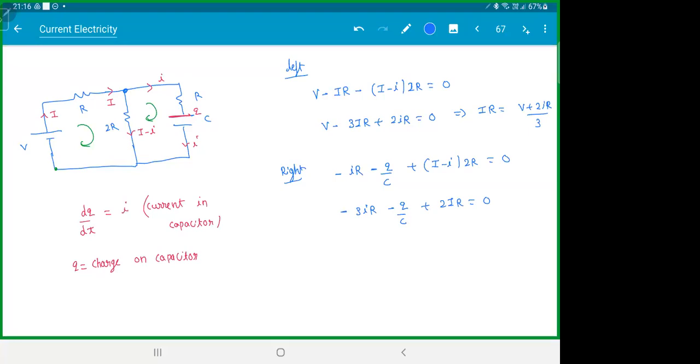First, please check the equations. Look at the signs. It is important. One plus and one minus will mess up the whole thing.